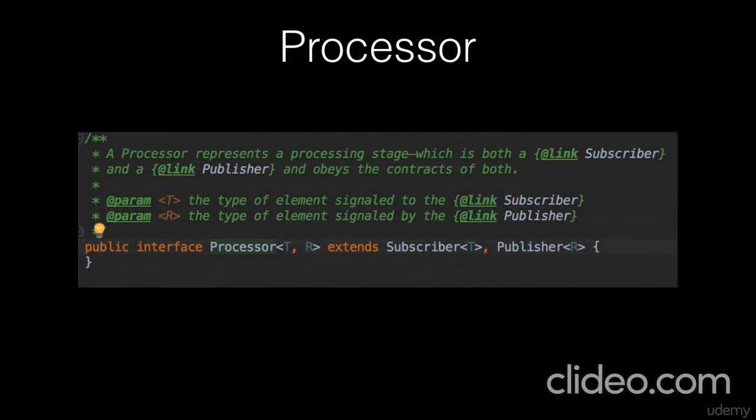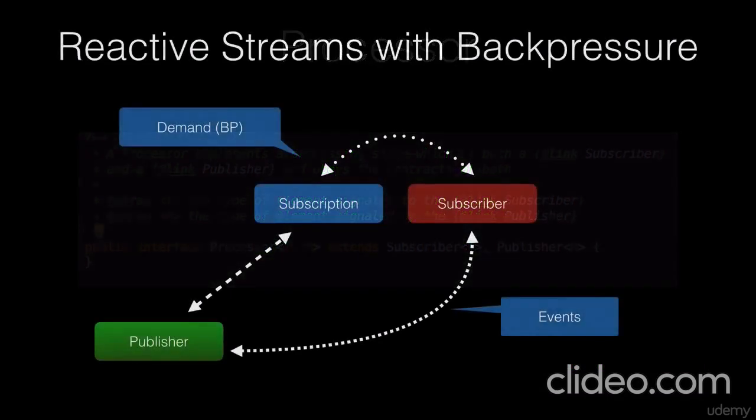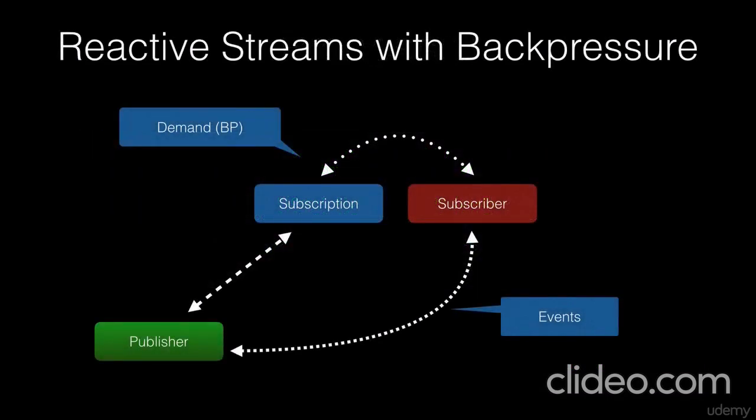And then finally, processor. To give you an idea how these all fit together, this is how the streams are processing. So a publisher is going to be publishing events which are going to get consumed by a subscriber, and a subscriber is going to have a subscription to a publisher. And through that subscription, the subscriber can give feedback on demand or back pressure. So I hope you can start envisioning how this works. We're definitely going to be looking at some live examples and the coding of this. But this is how these interfaces fit together.